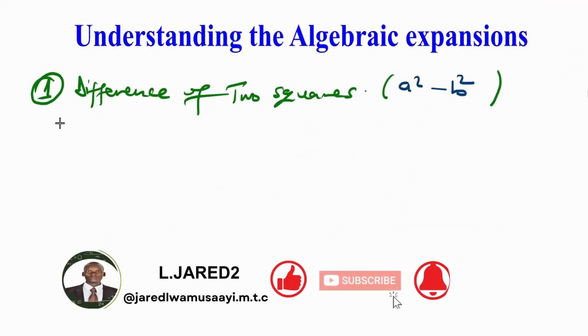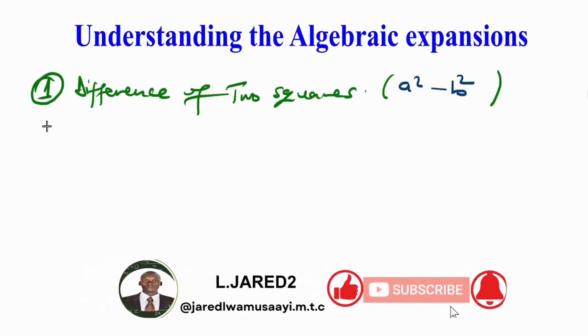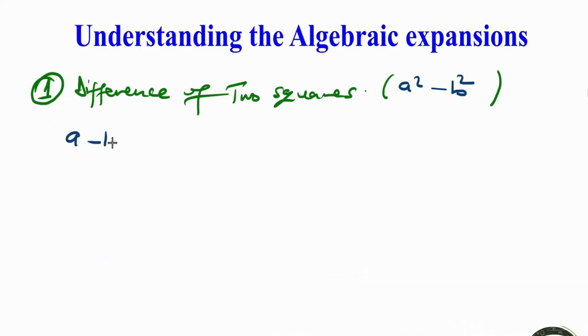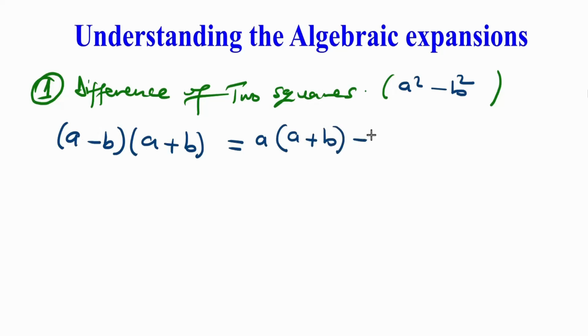So in here we are going to compare these two. If I have a minus b in brackets multiplied by a plus b, this is the same as having a multiplying the whole of the brackets, which is a plus b, then the negative b still multiplying with this second bracket, which is a plus b.